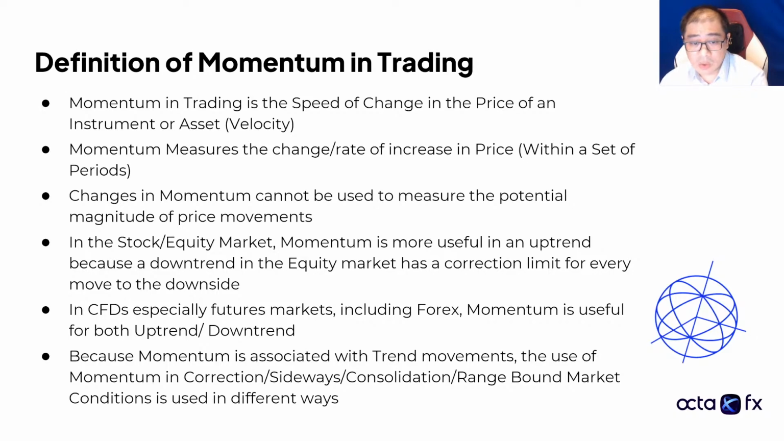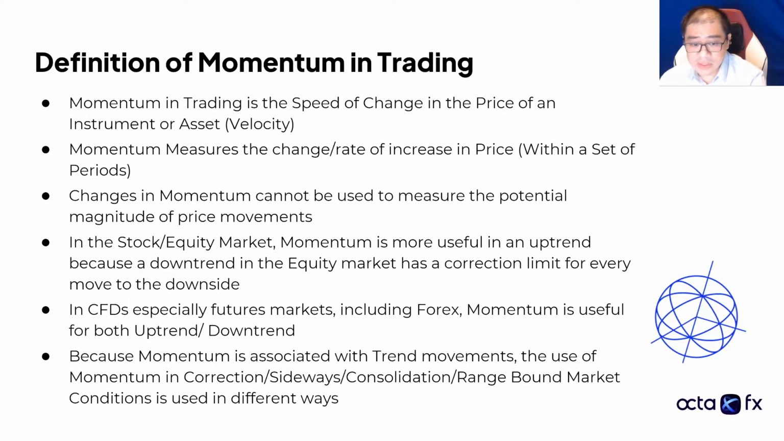Okay, in the stock or equity market, momentum is more useful in an uptrend because a downtrend in the equity market has a correction limit for every move to the downside. We can jump in later on to give you a quick glimpse of what the US 30 is. But if you know your equity market well, you do know that it continuously posts a new high, even after the global financial crisis in 2007 to 2009. All right, so those dark moments there where people thought the market was crashing. Look at where the US 30 and S&P 500 is right now. It's probably nearly double that or close to tripling that actually.